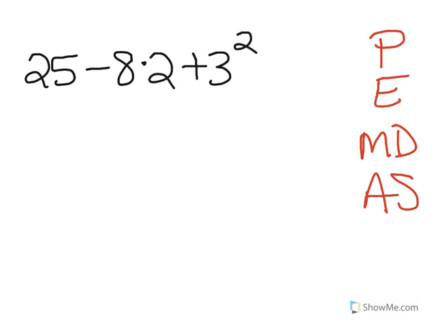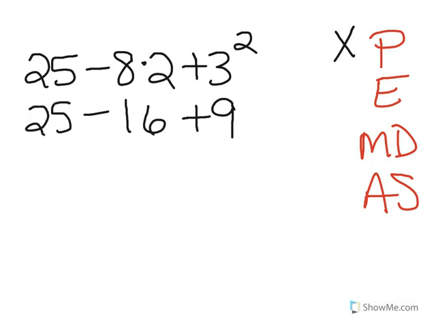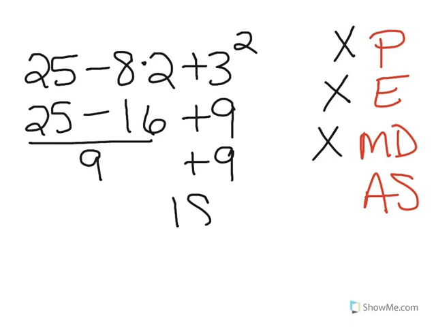And away we go. In this example, there are no grouping symbols. There's an exponent. We have 3 squared. 3 to the second power is 9. Next up, we have multiplication and division. The only multiplication left to do now is negative 8 times 2, which is negative 16. Finally, then, add and subtract from left to right. 25 minus 16 is 9, and 9 plus 9 is 18. The original expression reduces, or simplifies, to 18.